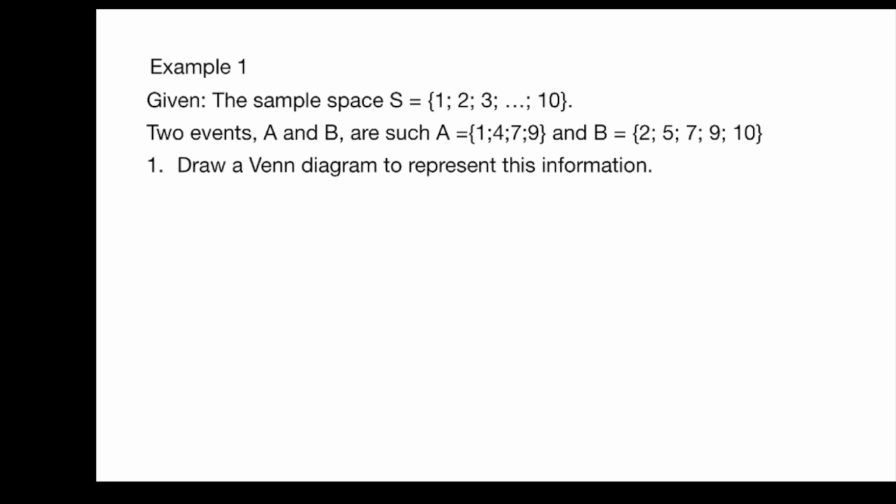Event A has outcomes 1, 4, 7, and 9. Event B has outcomes 2, 5, 7, 9, and 10. We want to draw a Venn diagram to represent that information. I want to draw two Venn diagrams. The first diagram is for the outcomes. I want to represent the outcomes of those events.